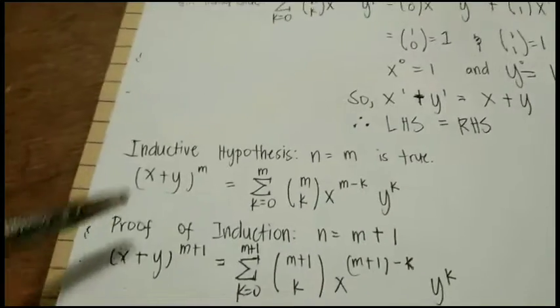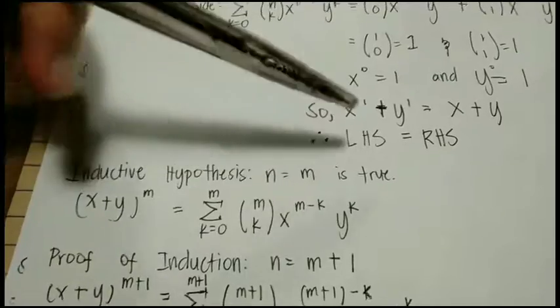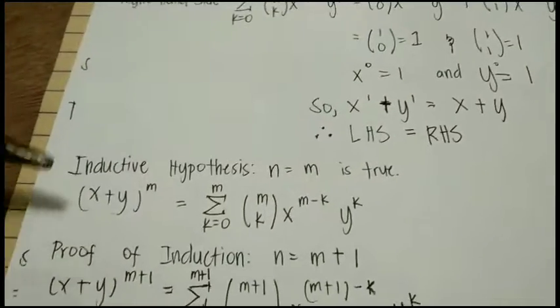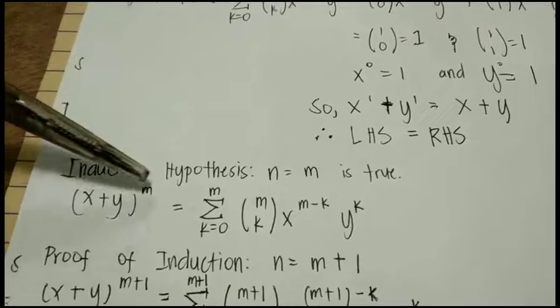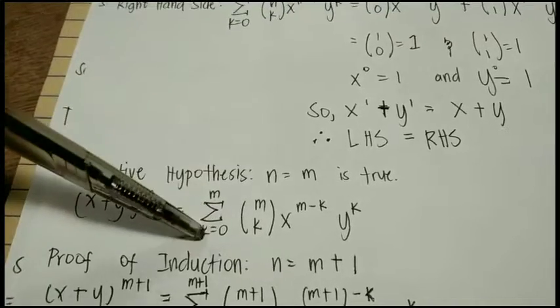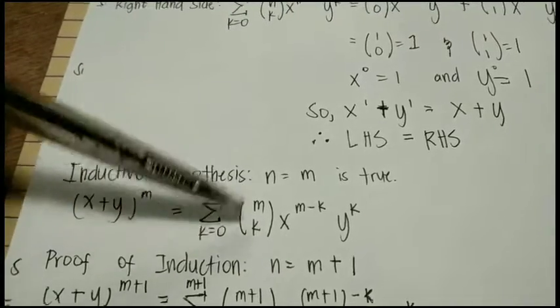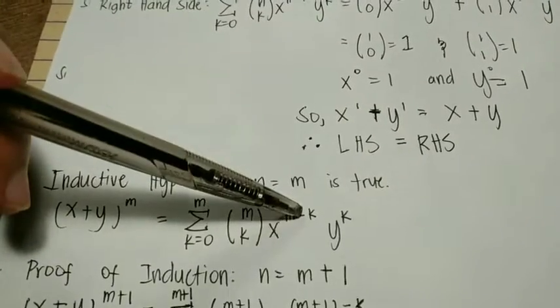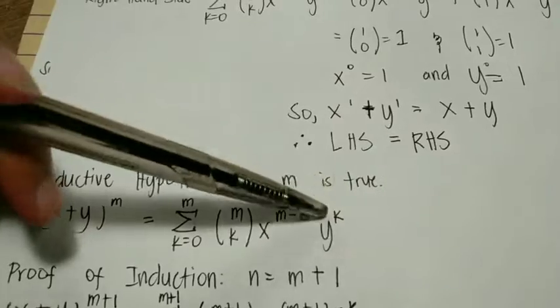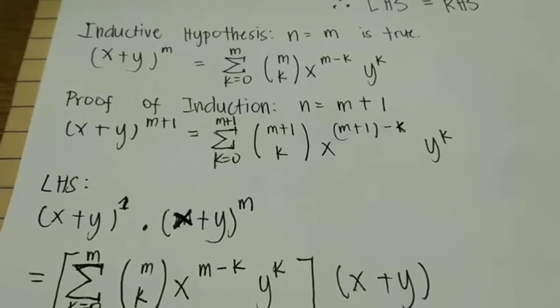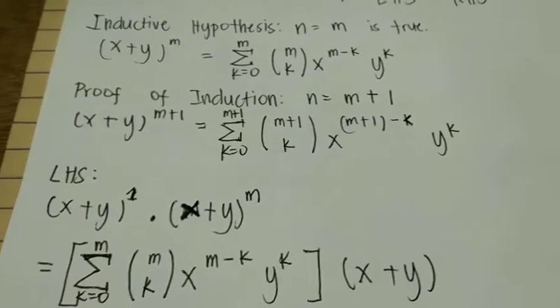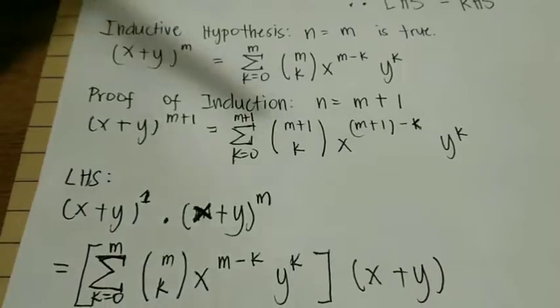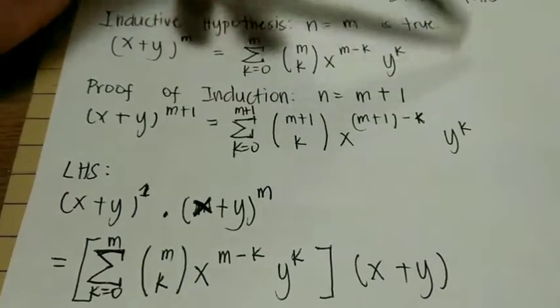So now the inductive hypothesis: n equals m is assumed true. So (x + y) to the power of m is equal to the summation of k equals 0 to m of m taken by k times x to the power of m minus k and y to the power of k. So we prove the induction for n equals m plus 1.